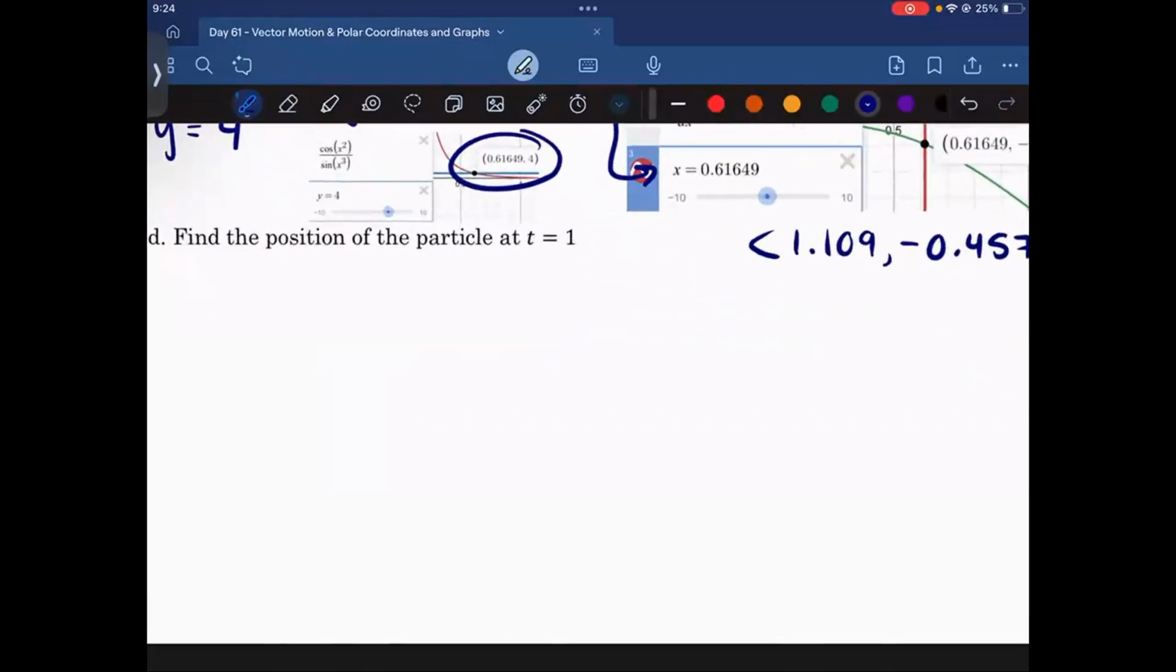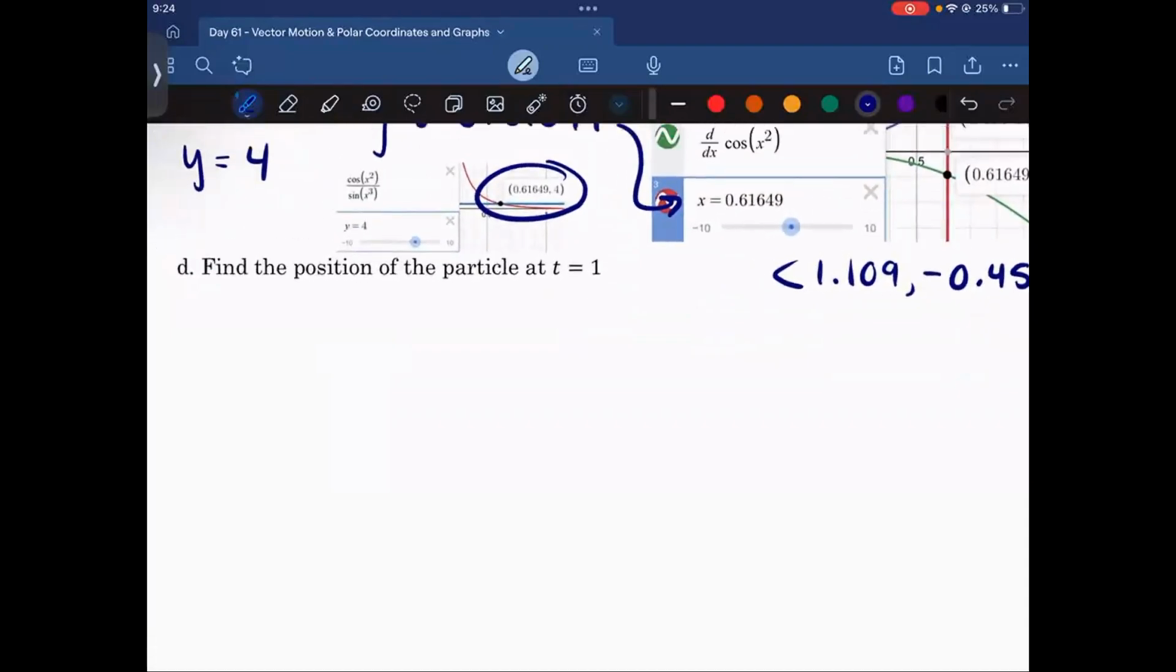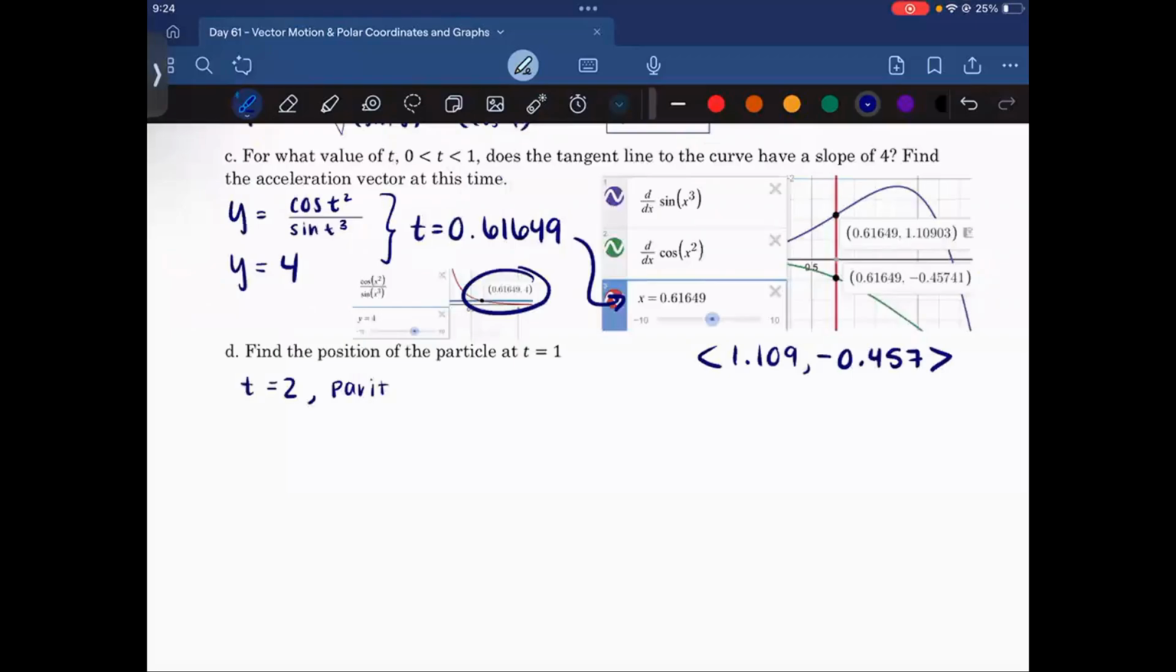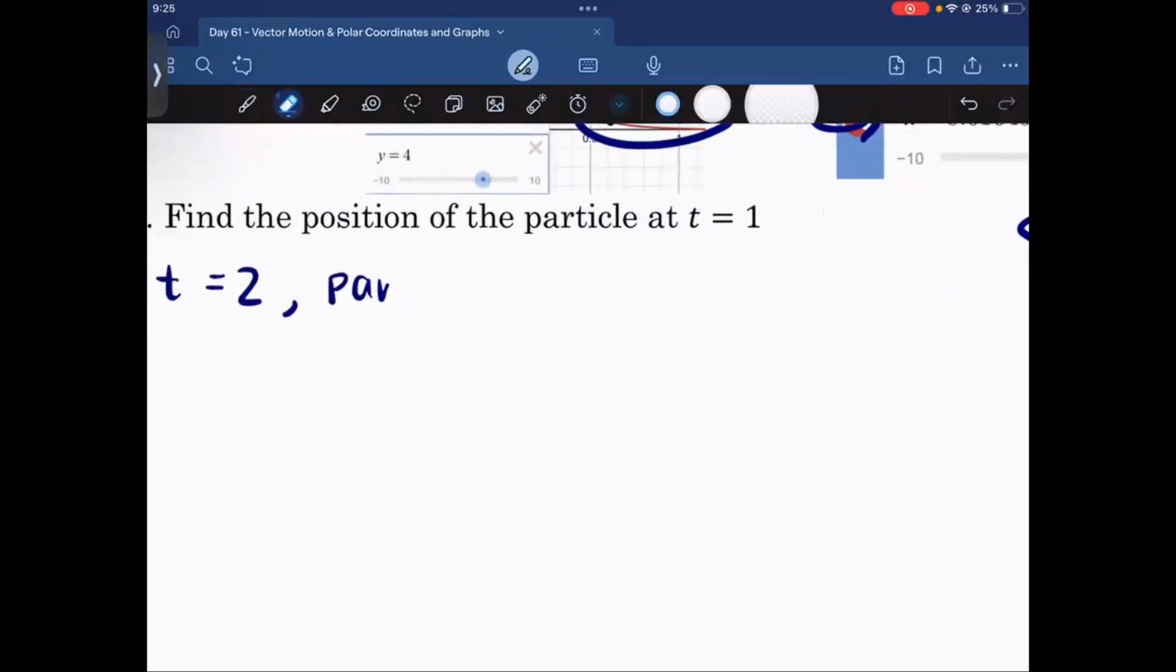And the last one, find the position of the particle. So that means we have the velocity, so we have to take the integral. And the integral, we already know at t equals 2, the particle is at 7, 4.